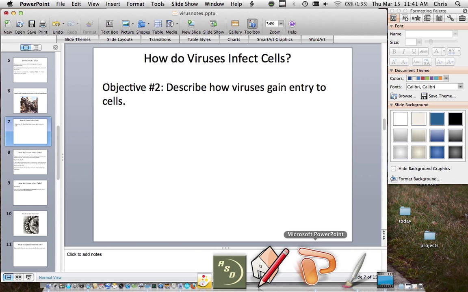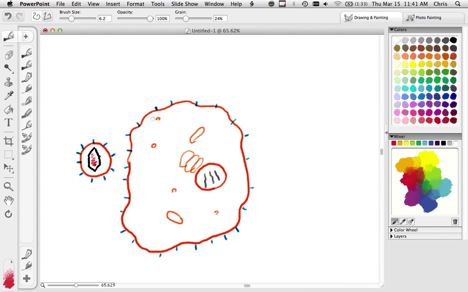And let me go back to my Painter program and show you some illustrations of this process. First of all, some review. Well, this is the virus right here. And if you notice, the virus is a lot smaller than a typical cell. And this is the cell that the virus is going to infect. And again, the virus has a protein capsid. Inside this capsid is its genetic material, either DNA or RNA. And like a cell, a virus can be surrounded by this lipid envelope with these proteins sticking out.